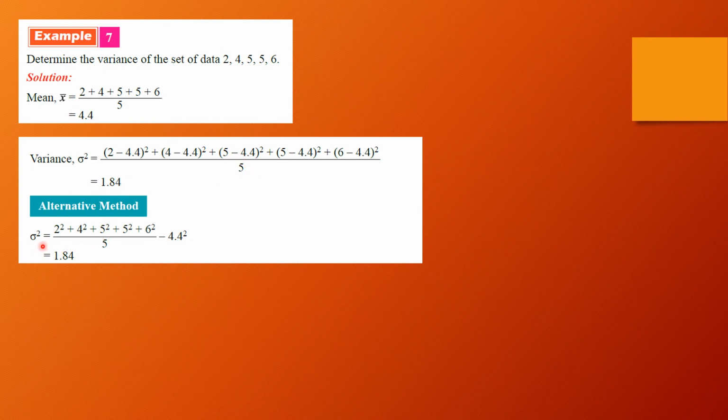Or another method to find variance, this is the symbol for variance, is you find the sum of square of the data. That means 2 square plus 4 square plus 5 square plus 5 square plus 6 square divided by number of the data 5 minus mean square. That means 4.4 square. So you will get the same answer, 1.84. So this is another method to find variance.